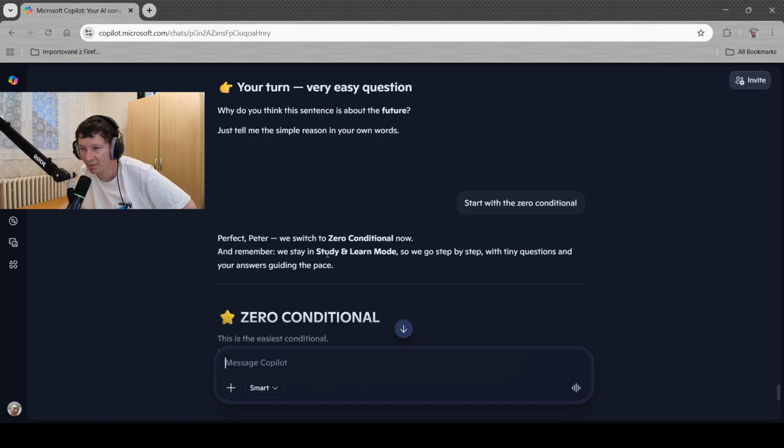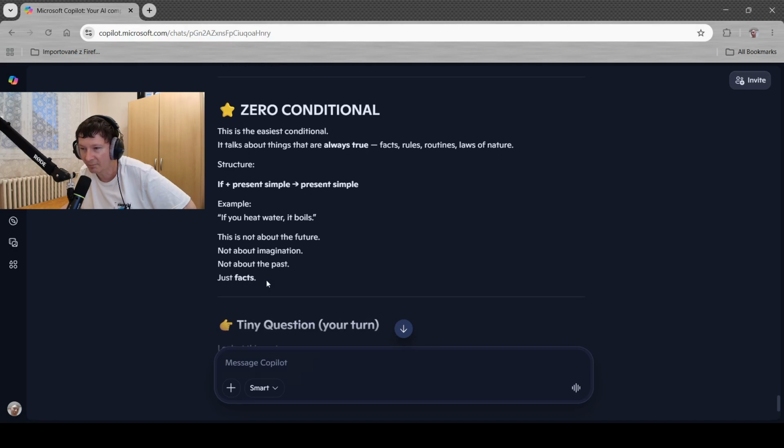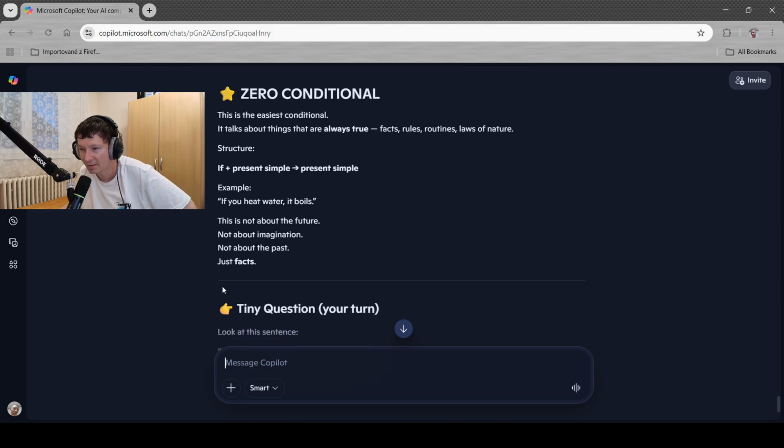Perfect, Peter. We switch to zero conditional now. And remember, we stay in study and learn mode, so we go step by step with tiny questions and your answers guiding the pace. Zero conditional. This is the easiest conditional. It talks about things that are always true. Facts, rules, routines, laws of nature. Structure: if plus present simple plus present simple. Example: if you heat water, it boils. This is not about the future, not about imagination, not about the past, just facts.